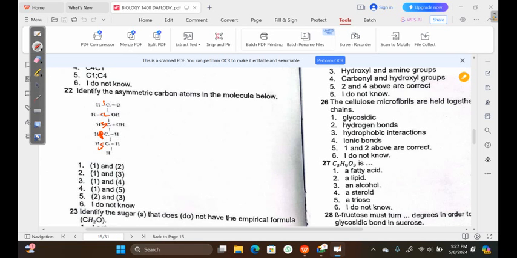Okay, so without wasting your time, carbon 2 is a chiral carbon. If you look at carbon 2, it's linked to hydrogen this side, hydroxyl group this side, this whole group here, and also that one. These all four are different from each other. So carbon 2 is a chiral carbon. So we have 2. What else?